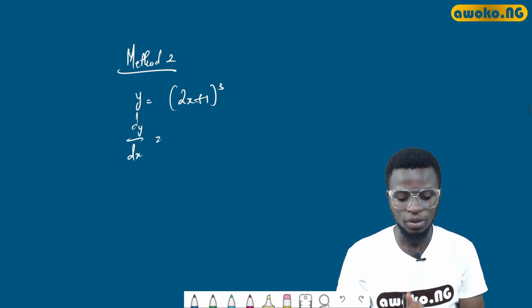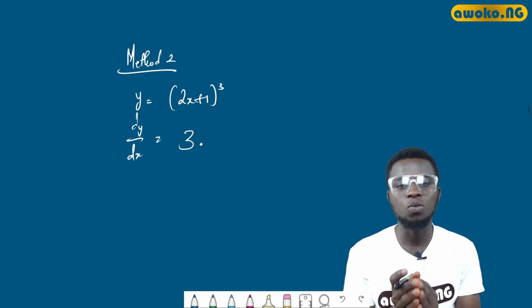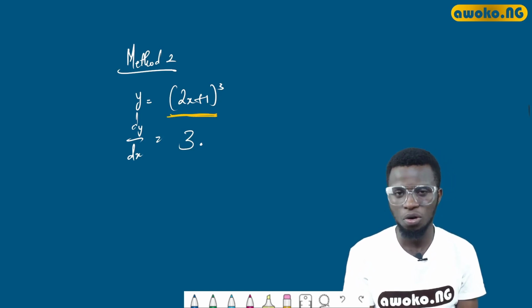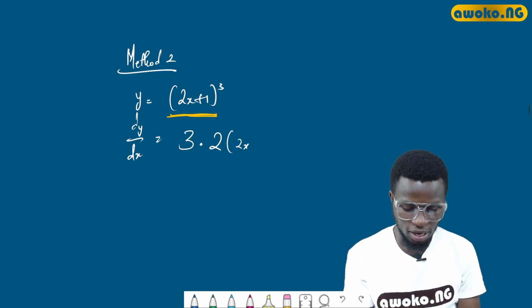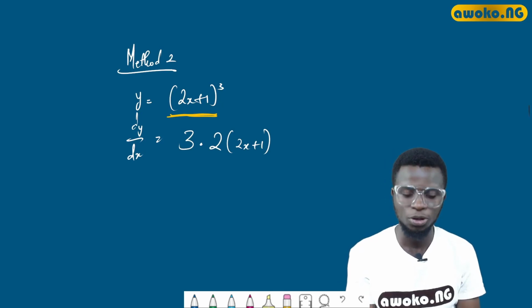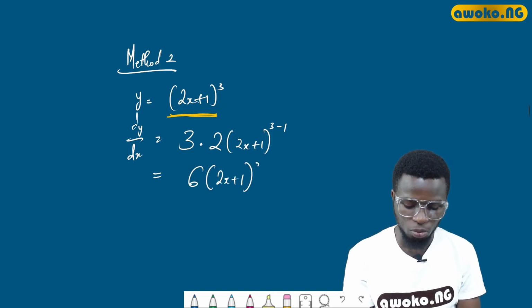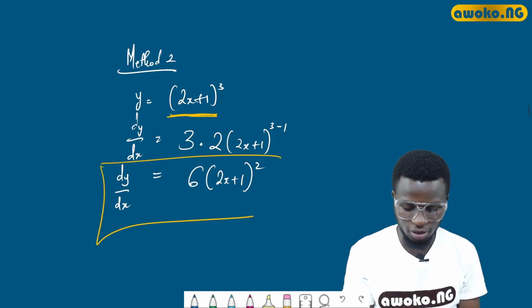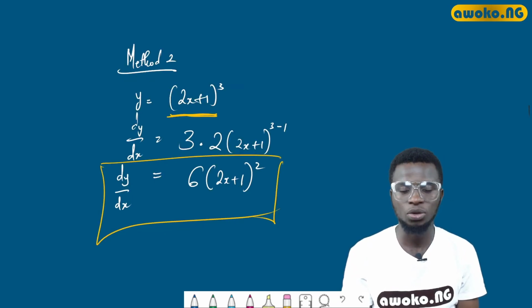Follow these rules very well. The first thing is to bring down the power, which is 3. Multiply by the differential of what is in the bracket. That is, differentiate what is in the bracket here. If I differentiate what is in the bracket, of course, I will have 2. So we have 2. Then return what is in the bracket, 2x plus 1, and reduce the power by 1. If you reduce the power by 1, you have 3 minus 1. So if you compute this, you have 6 times (2x plus 1) raised to the power of 2. Very simple, easy, and short. If you compare, you realize that we have the same answer: 6 times (2x plus 1) raised to the power of 2 and 6 times (2x plus 1) raised to the power of 2. And that is it.